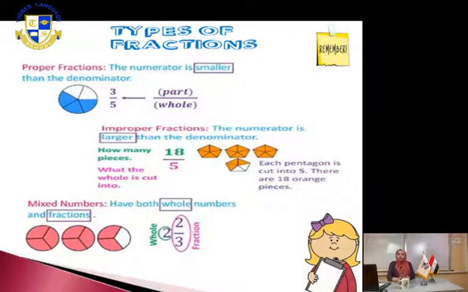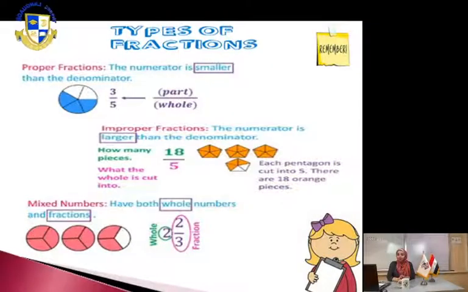First, we have to remember the types of fractions we have studied before at primary 4, okay? The first type of fraction is a proper fraction. What is the meaning of a proper fraction? A proper fraction has a numerator less than the denominator, like 3/5, okay? And the second type is an improper fraction, whose numerator is greater than the denominator, like 18/5.